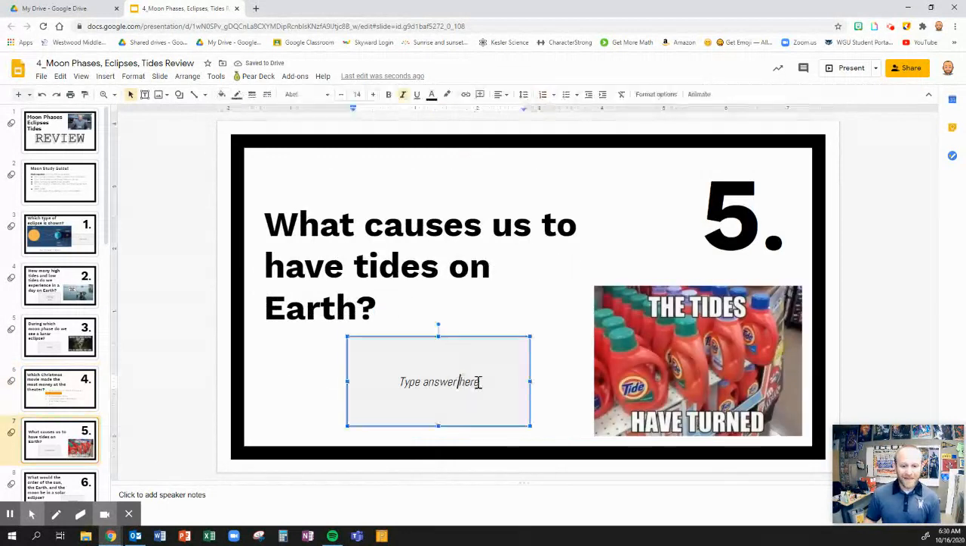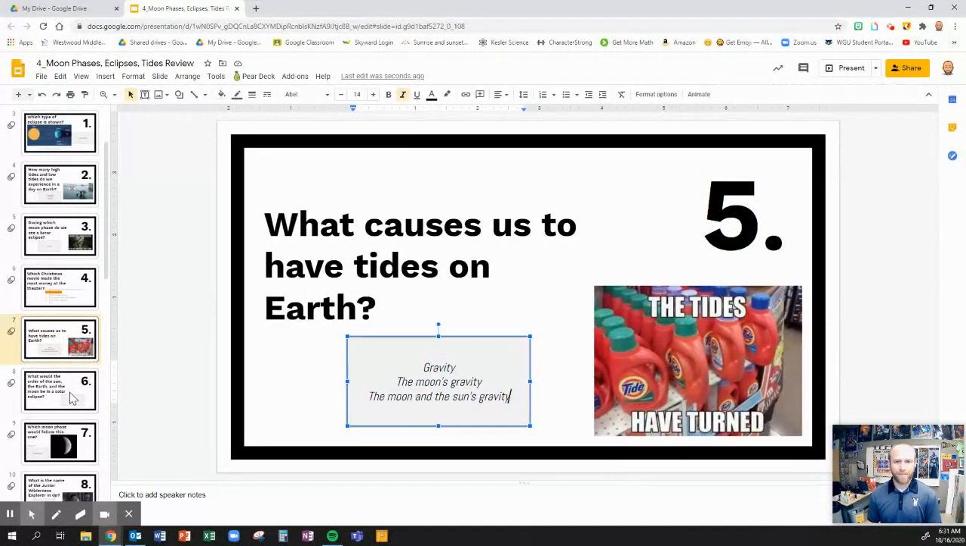What causes us to have tides on Earth? Now, there are multiple answers you could say for this. The simplest one is gravity. You could say the moon's gravity. You could also say the moon and the sun's gravity. Okay, the moon is mostly to blame for our tides because it is closer. The sun also plays a part, especially when we have spring tides and neap tides. But overall, just gravity in general, specifically from the moon, is what I'm looking for. And this is really helpful for the assessment on Friday.